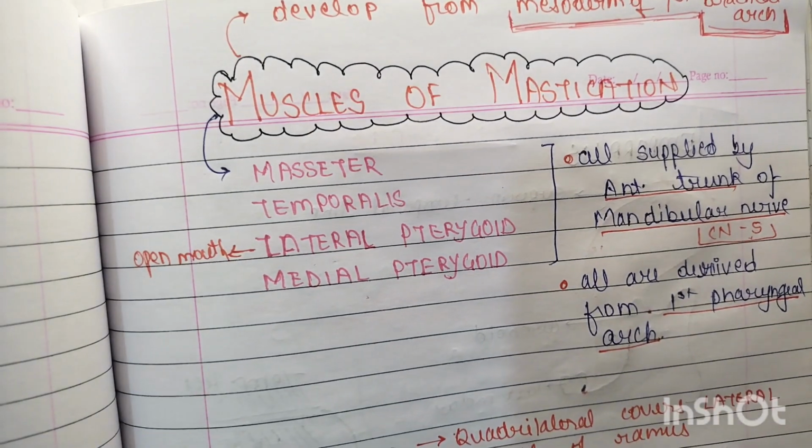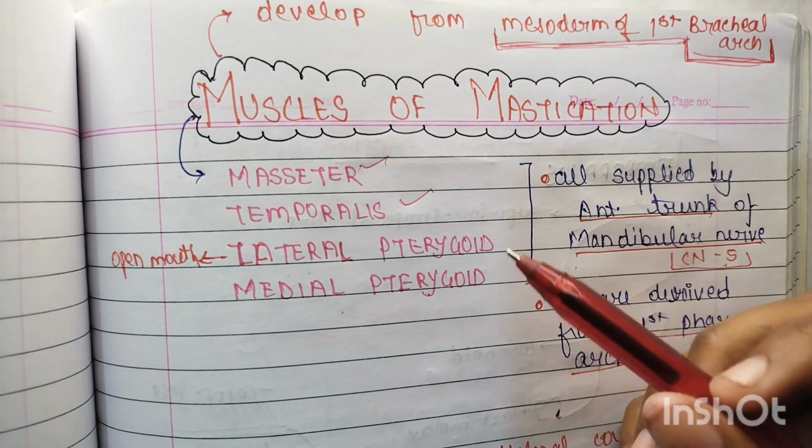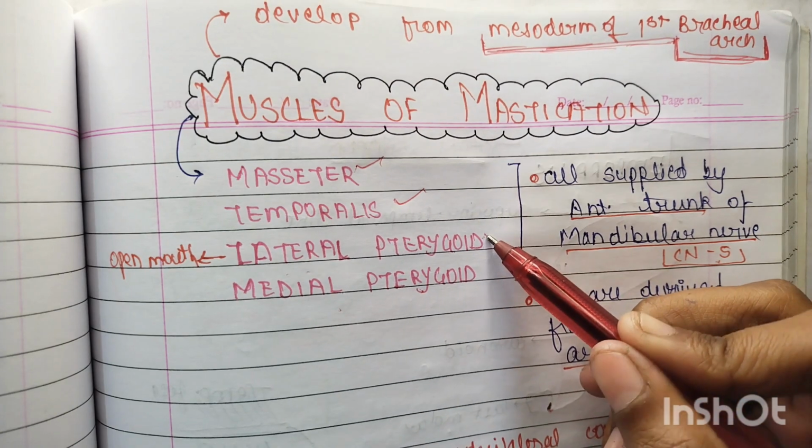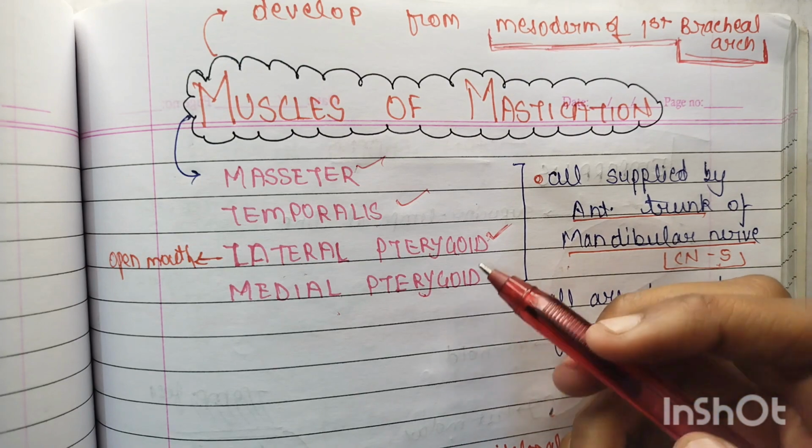So this is the first part of the muscles of mastication, and in this part we have discussed two muscles, the masseter and the temporalis. In the next part we are going to discuss the lateral pterygoid, which is very, very important, and in the third part we are going to discuss the medial pterygoid.